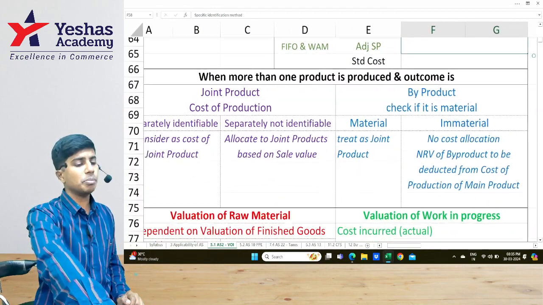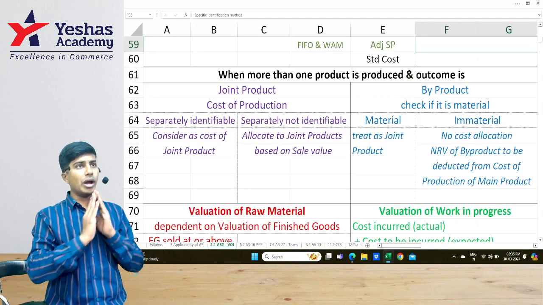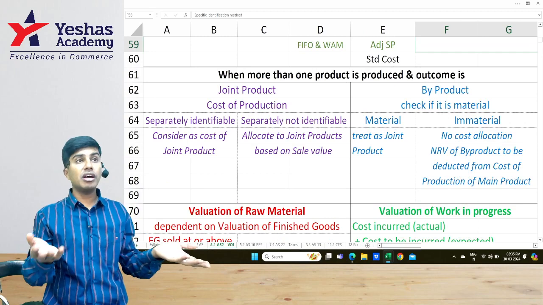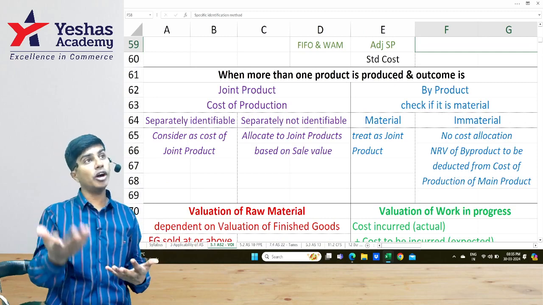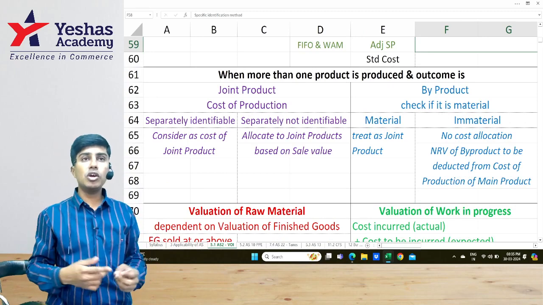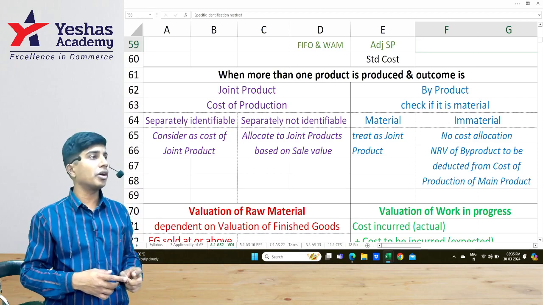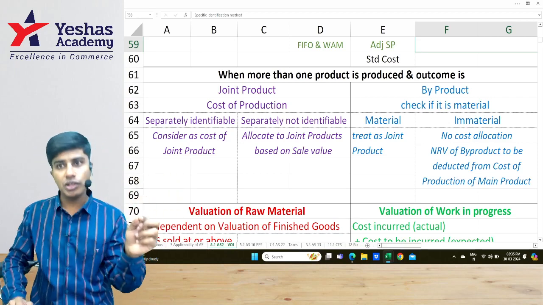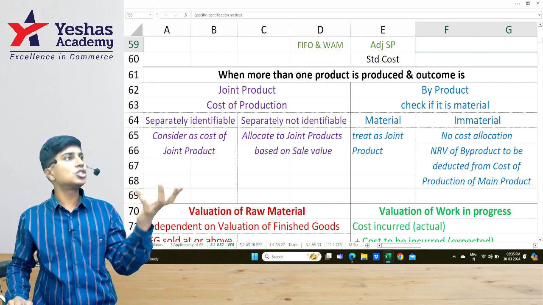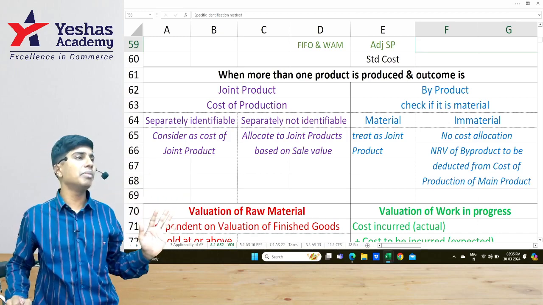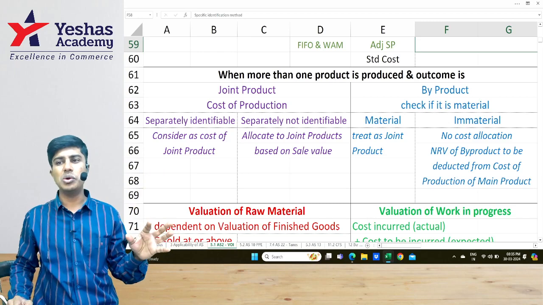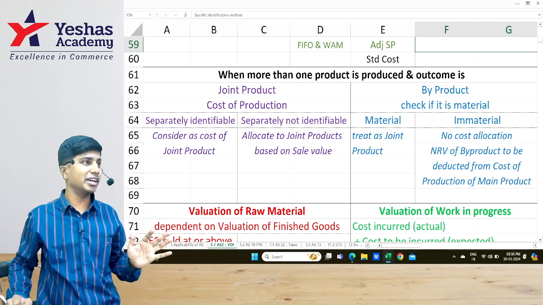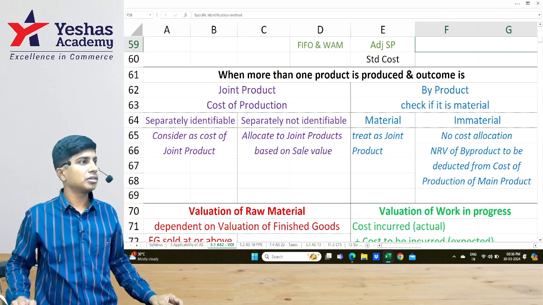And next comes the part where, what if in one production process more than one product comes out? We'd have to check whether the product that's coming out is a joint product or a byproduct. When do we call it a joint product? When do we call it a byproduct? If the product has commercial viability, it has commercial value, it is material, it is a joint product. If not, it is immaterial. It has no commercial value. You didn't have an intention to manufacture it. You are ready to throw it into the gutter. Then it is a byproduct. Get this?